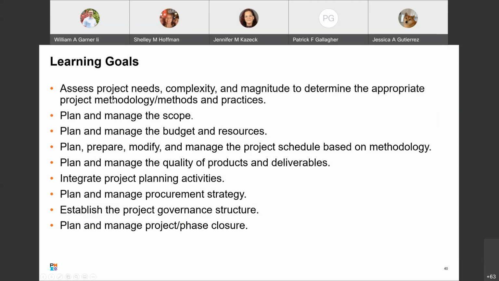So let's look at our learning goals for today. Assess project needs, complexity, and magnitude to determine the appropriate project; this isn't the right one. I feel like we already talked about this. Plan and manage the scope, plan and manage the budget and the resources, plan, prepare, modify, and manage a project schedule based on methodology. I've read this before. Is this the right one for our slide? Establish a project governance structure, and plan and manage the project closure.